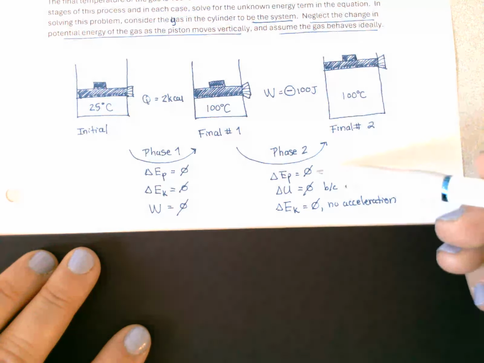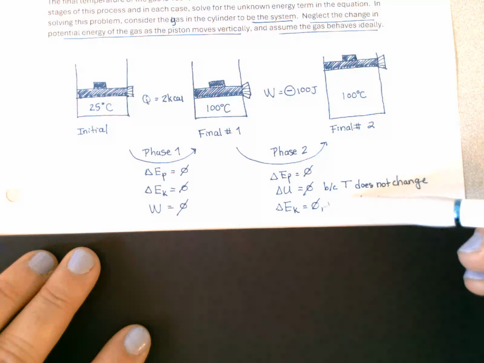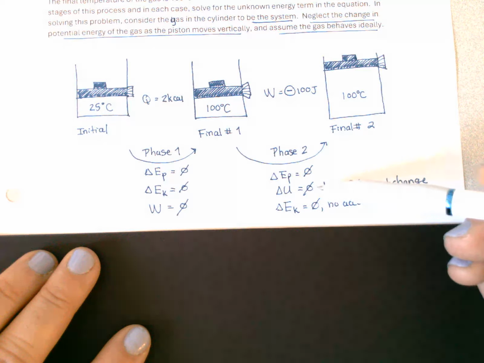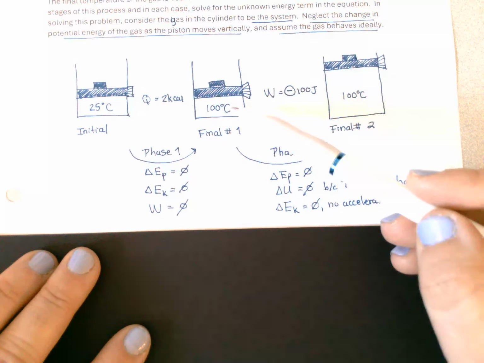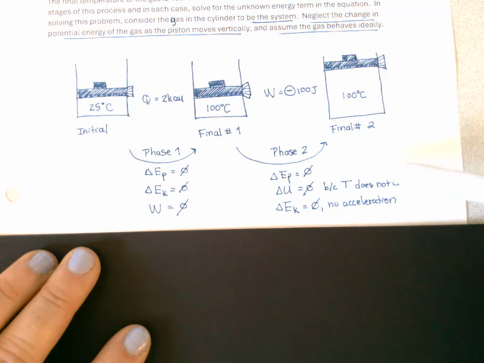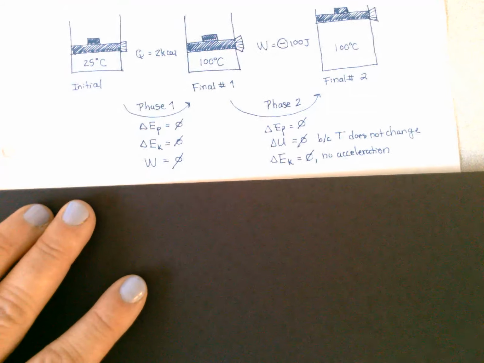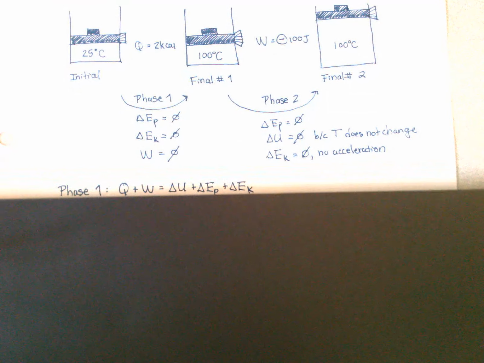If you look at phase 2, same thing here: no potential energy. There's no acceleration, so there's no kinetic energy. But there's also no change in internal energy, because if you look from here to here, the problem says that the temperature does not change. If the temperature doesn't change, we don't have a change in internal energy. So let's take that information and solve this problem.